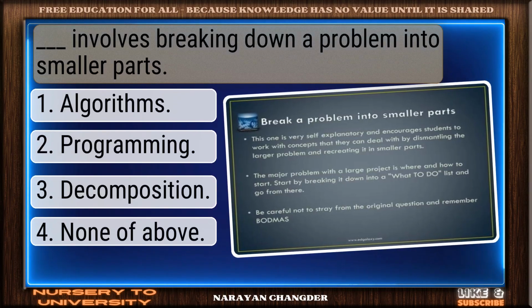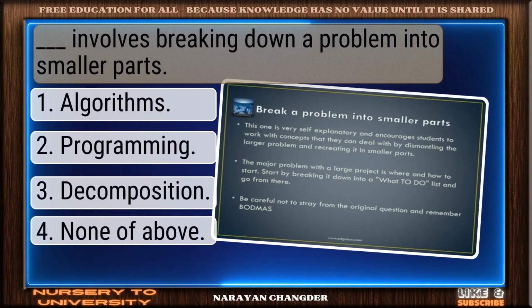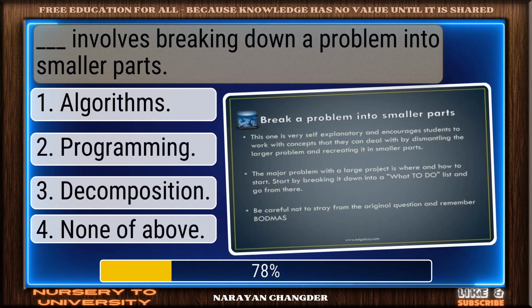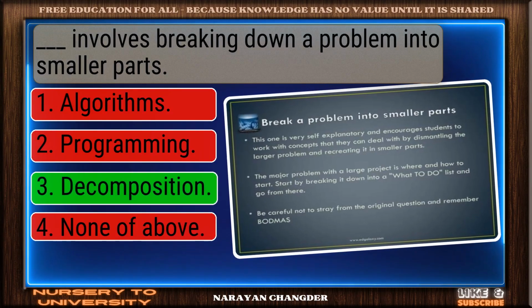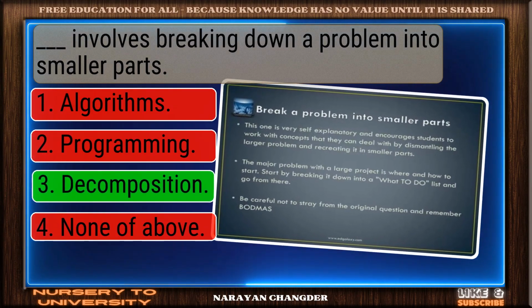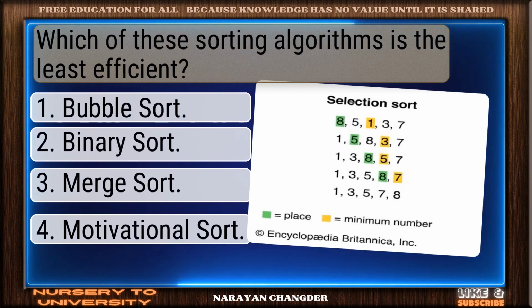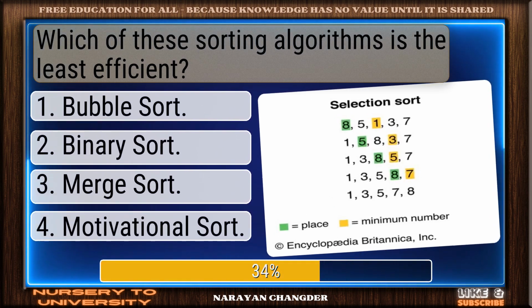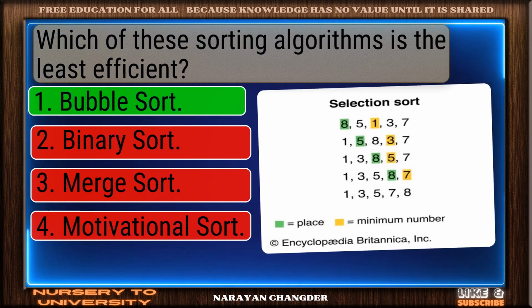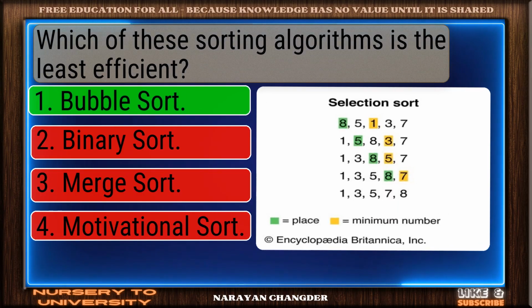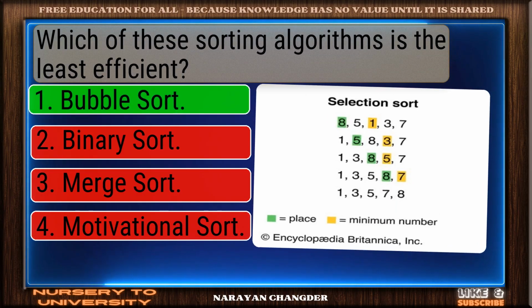Blank involves breaking down a problem into smaller parts. Great thinking. Decomposition is the right choice. Which of these sorting algorithms is the least efficient? Right again. Bubble sort is a valid answer.